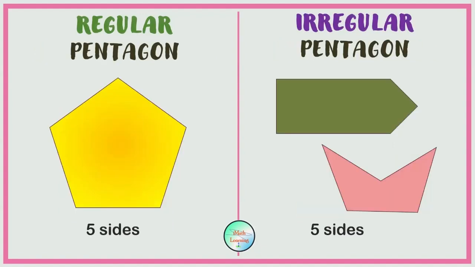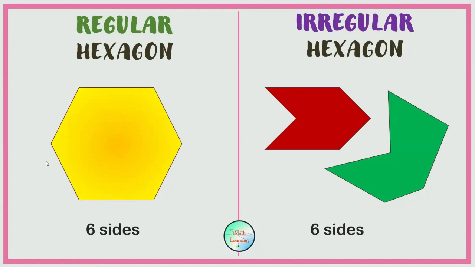Regular and irregular pentagon. A pentagon is a polygon that has 5 sides. On the left shows the regular pentagon, and on the right side shows some of the irregular pentagons. Next one, regular and irregular hexagon. A hexagon is a polygon that has 6 sides. Observe some irregular forms of hexagon. An arrow like this is an example of an irregular hexagon.